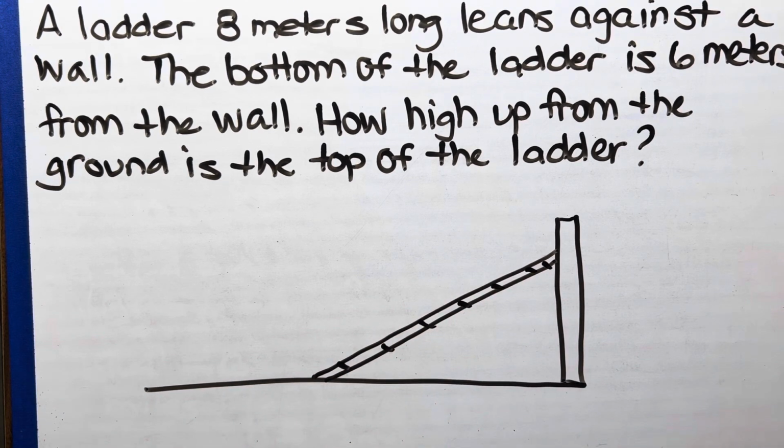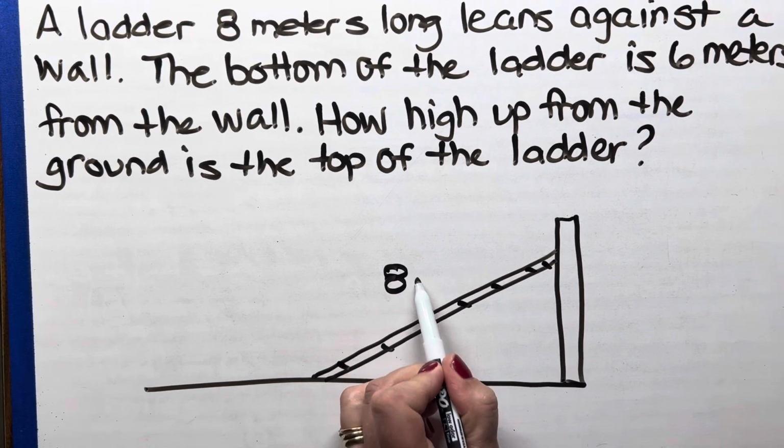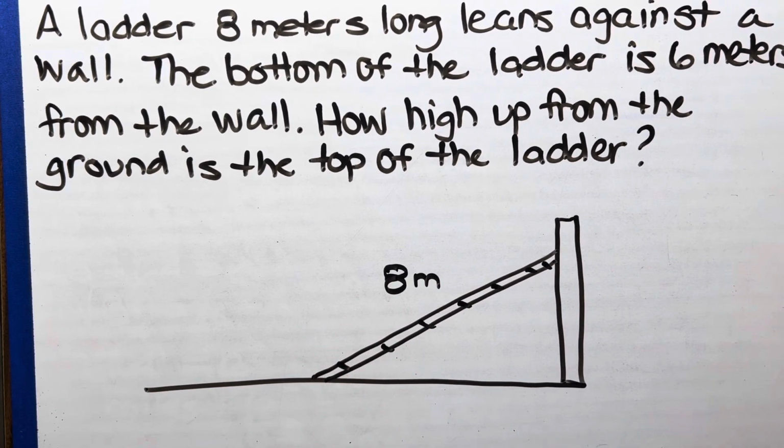It says the ladder itself is 8 meters long. So I'm going to put an 8m for 8 meters right here. And it says the bottom of the ladder, so down here, is 6 meters away from the wall. So that's this distance.